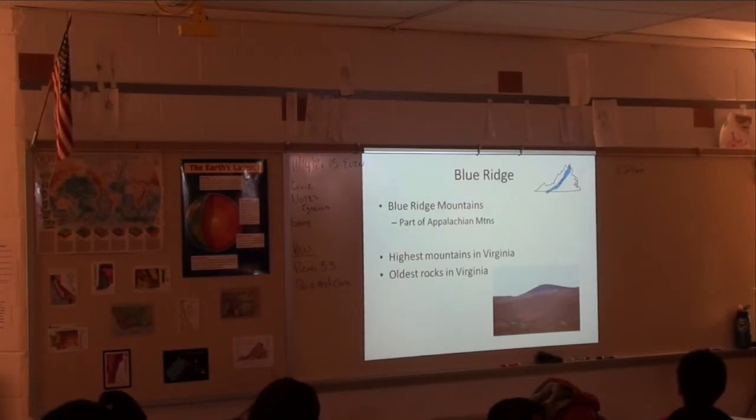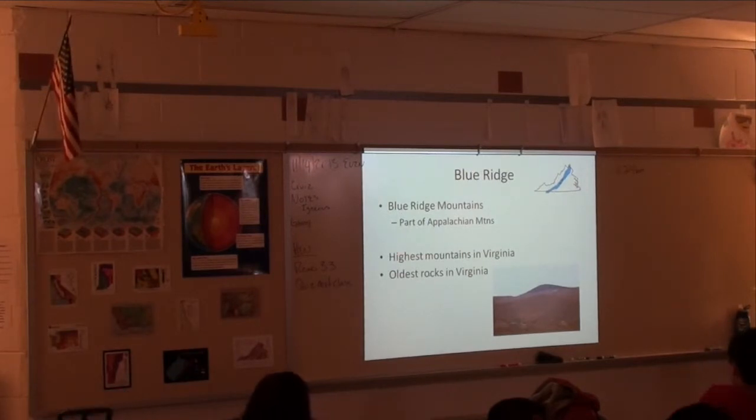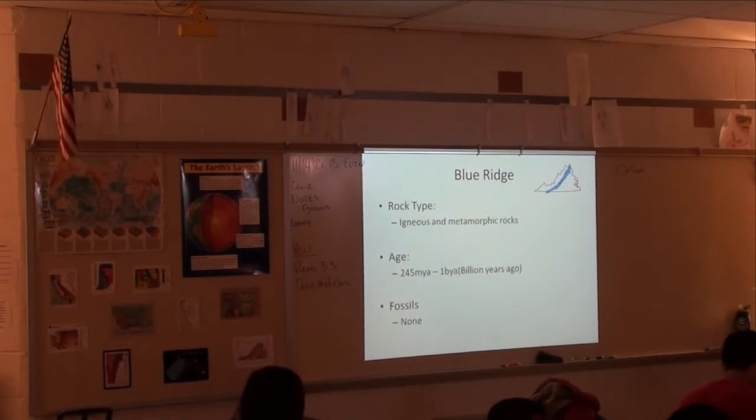The fact that they're the oldest rocks in Virginia is important. What type of rocks do we find in the Blue Ridge? Igneous and metamorphic rocks. They're very old, upwards of 1 billion years old.